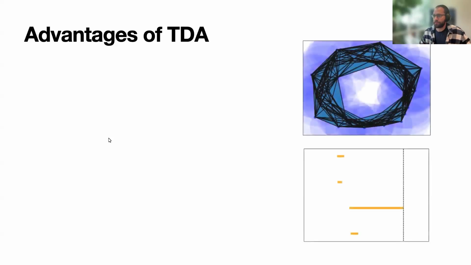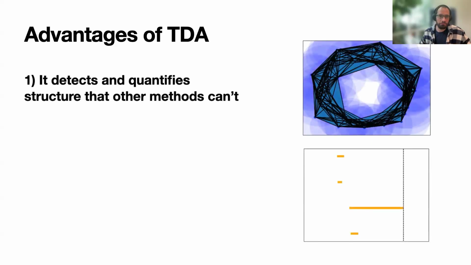Okay. So why bother doing this? There's lots of methods for dimensionality reduction, for visualization. Why bother going through all of this mathematics to come up with a barcode? What are the advantages? In the next 20 minutes or so, I'll try to highlight 3 particular advantages. First, it is particularly good at detecting circular, toroidal, and spherical structure, and it is directly quantifiable in a way that many other methods are not.